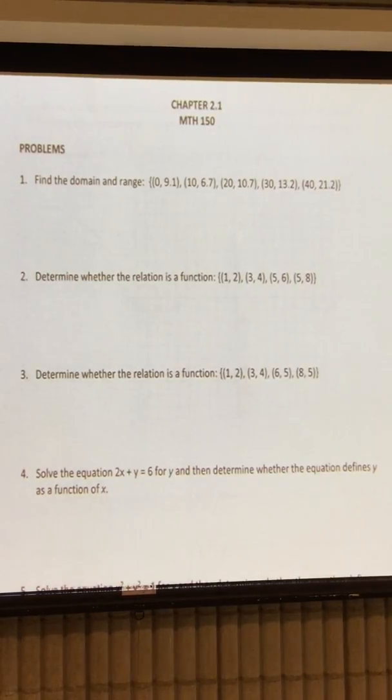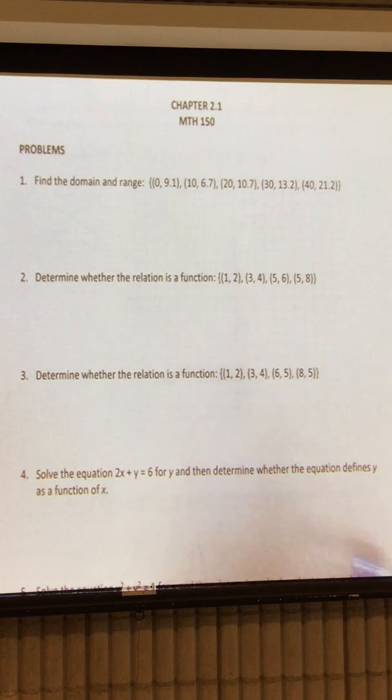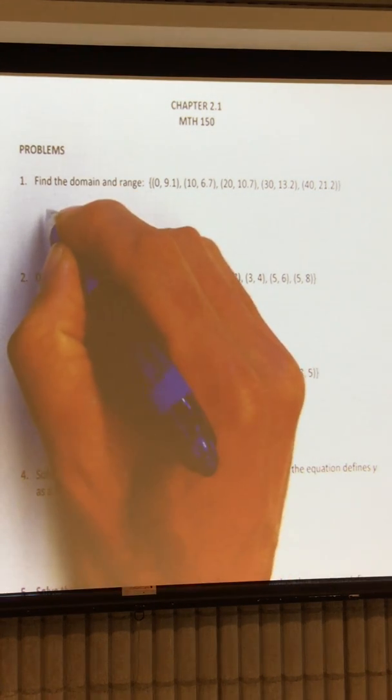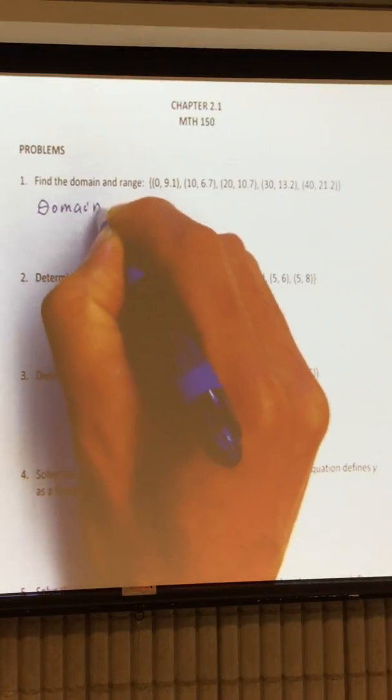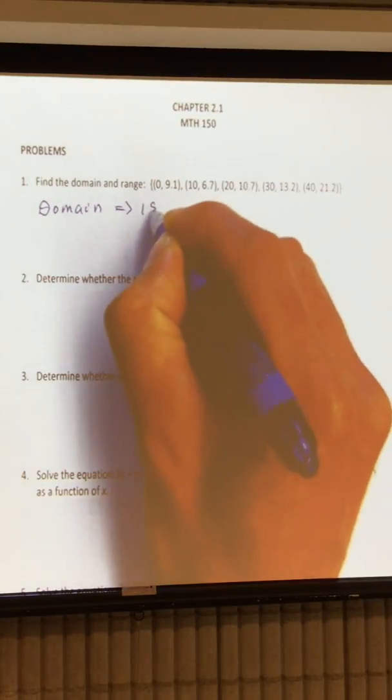Chapter 2 exercises section 1. Problem 1. Find the domain and range of the following set of ordered pairs. When a function is defined by a set of ordered pairs, the domain is the first element in each ordered pair.